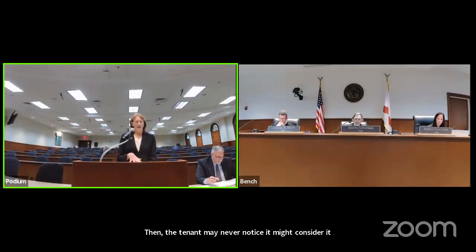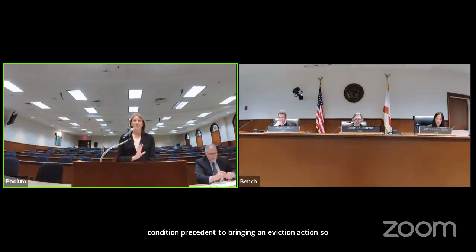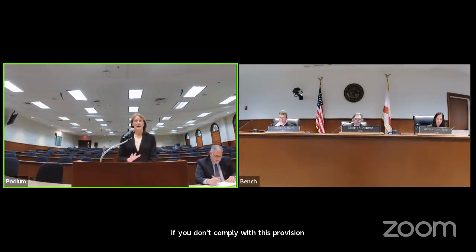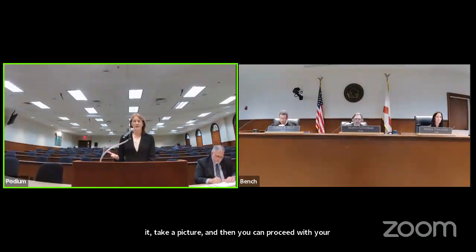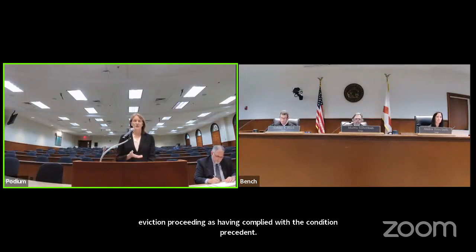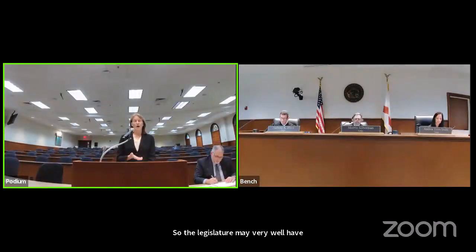Also, this is a condition precedent to bringing an eviction action. So if you don't comply with this provision, then your action is dismissed. So the way to prove that you have done this is to post it, take a picture, and then you can proceed with your eviction proceeding as having complied with the condition precedent. So the legislature may very well have reasons why it has not said you cannot leave it on the door in a manner that's facing outward.